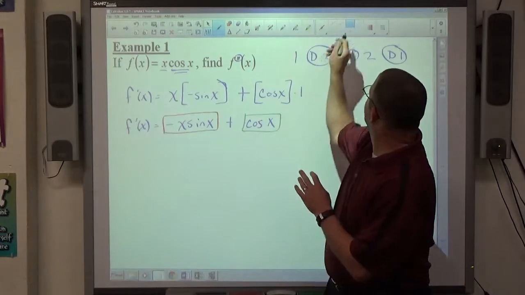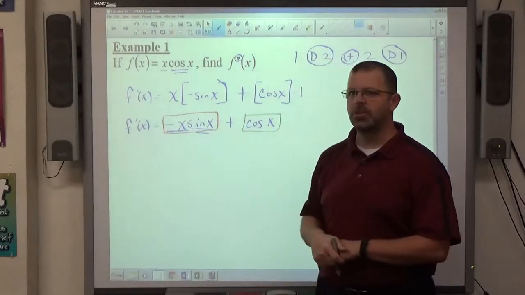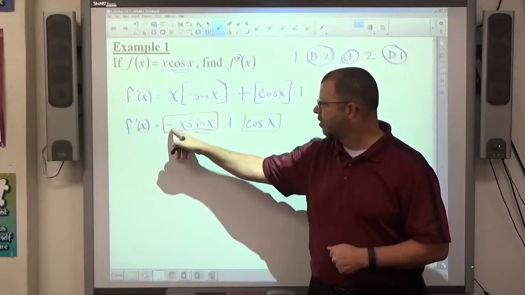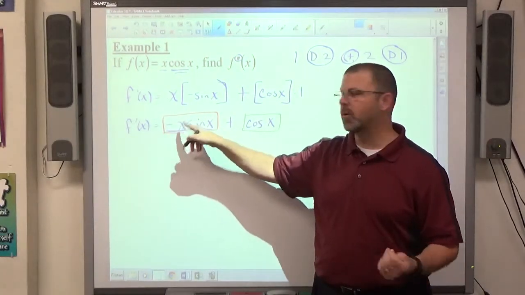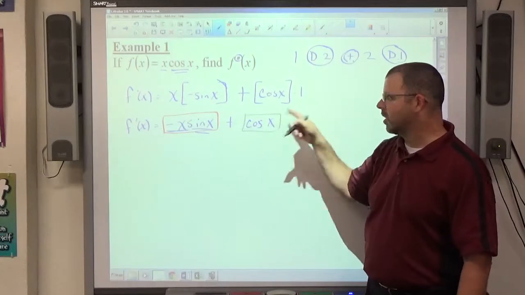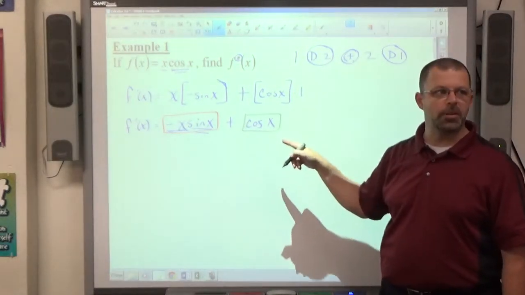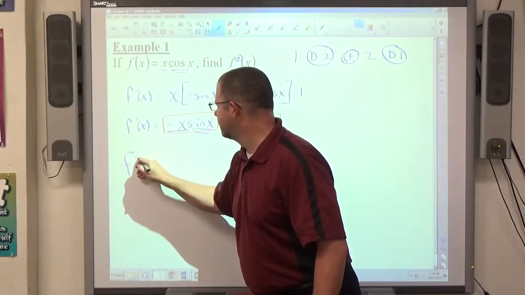Negative x, function 1, is being multiplied by sine of x, function 2. Product rule 1 d2 plus 2 d1 is going on there. Function 1 is a polynomial function. Function 2 is a sine function. So I have to use the power rule and the sine of x rule. The cosine of x is just a cosine function. That's basic, right? Its derivative is negative sine of x. That one's easy.